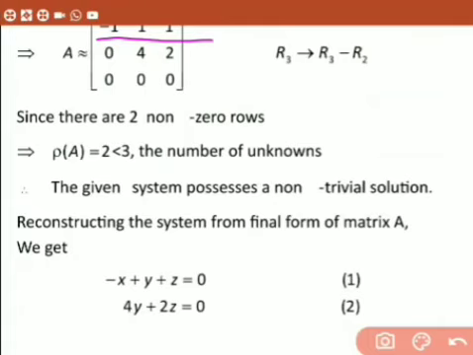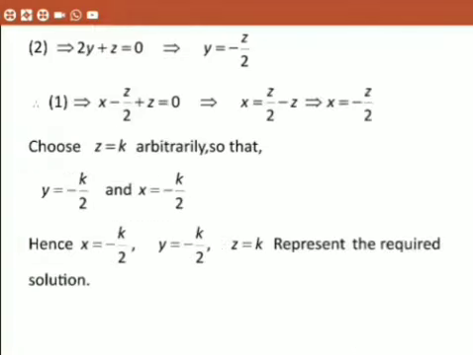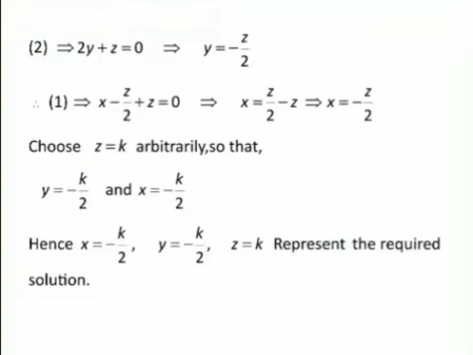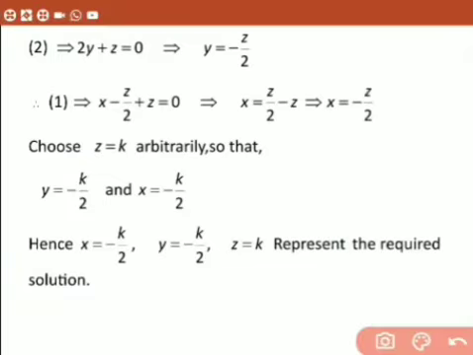This is minus x plus y plus z is equal to 1. Take this one as equation 1. And the equation corresponding to the second row is 0x, no need to write this one, so it is 4y plus 2z is equal to 0. Then equation 2 implies 2y plus 2z is equal to 0. This implies y is equal to minus z by 2.